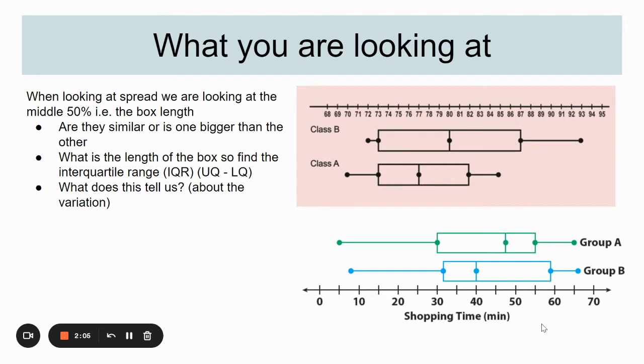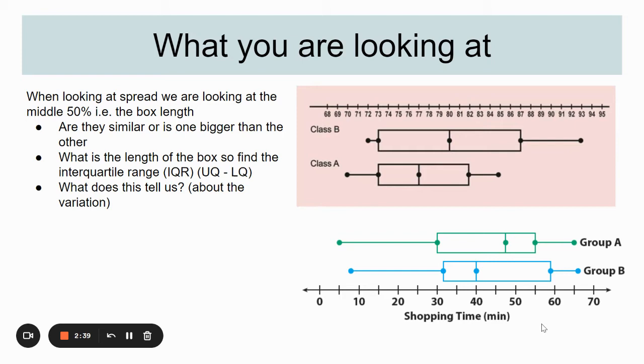So for Class B, the upper quartile is 87 and the lower quartile is 73. So 87 take away 73 would give us 14. And for Class A, the upper quartile is 82 and the lower quartile is 73. So therefore the interquartile range for Class A is 9. So that's quite a lot of difference between those two. So we could talk about the fact that there is a difference between the interquartile ranges of 5, meaning that Class B has far more variation than Class A.